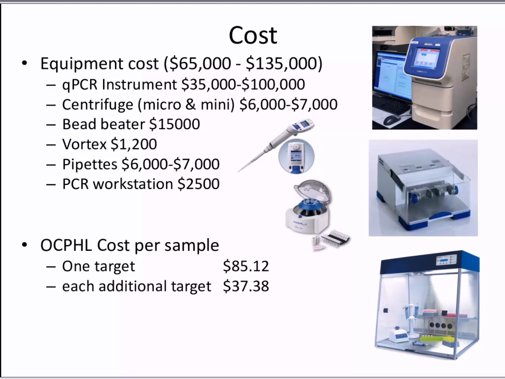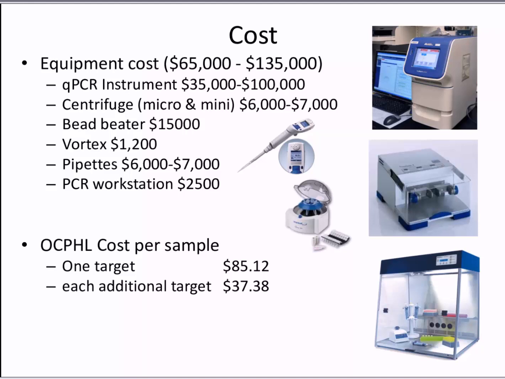So I've listed the costs for some of the things, the centrifuges. You need a microcentrifuge and some mini centrifuges, bead beaters, vortex, pipettes. $6,000 to $7,000 for pipettes might seem a lot, but you have to have separate pipettes for each workstation. And if you can get an electronic pipette, that just helps with your accuracy, because in these molecular methods, pipetting is a big deal. You need to have accurate pipetting to make sure your results are good. And then some labs can invest in a PCR workstation, and the cost for that is $2,500.